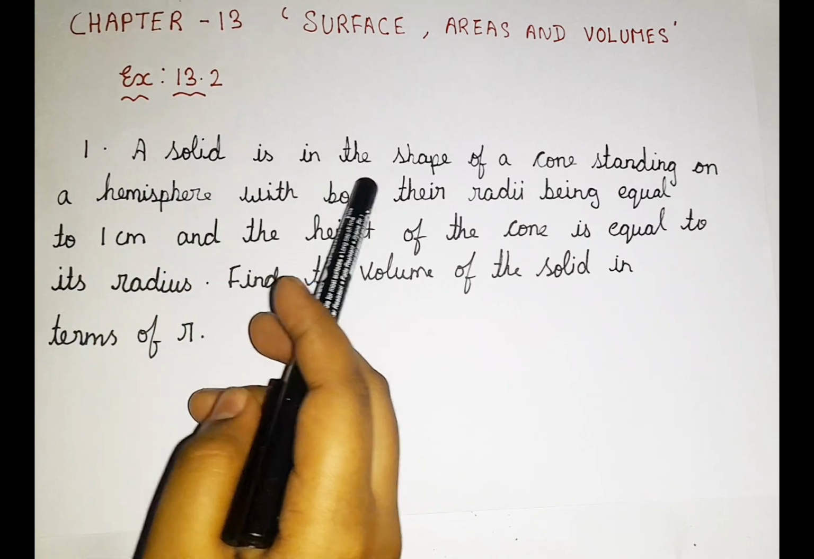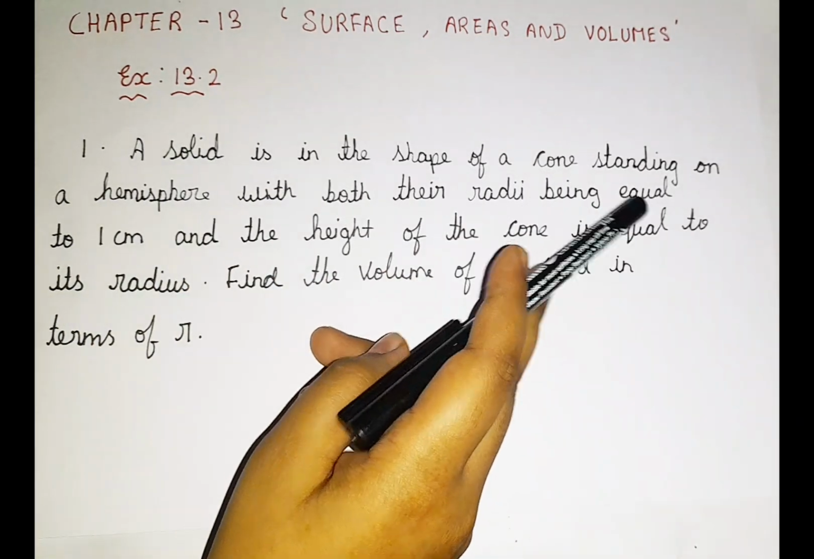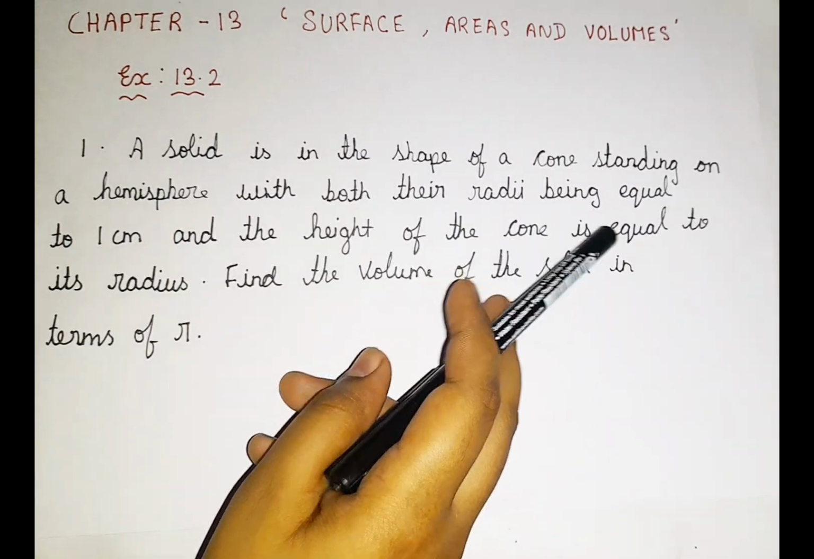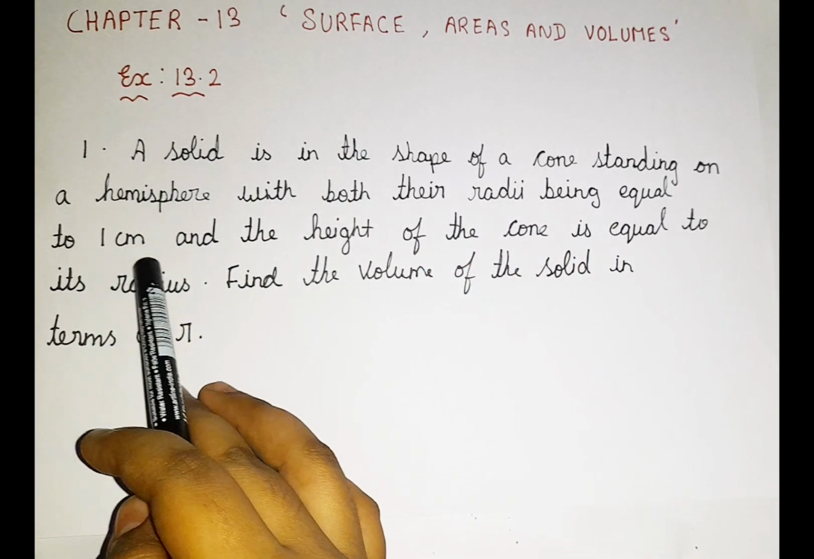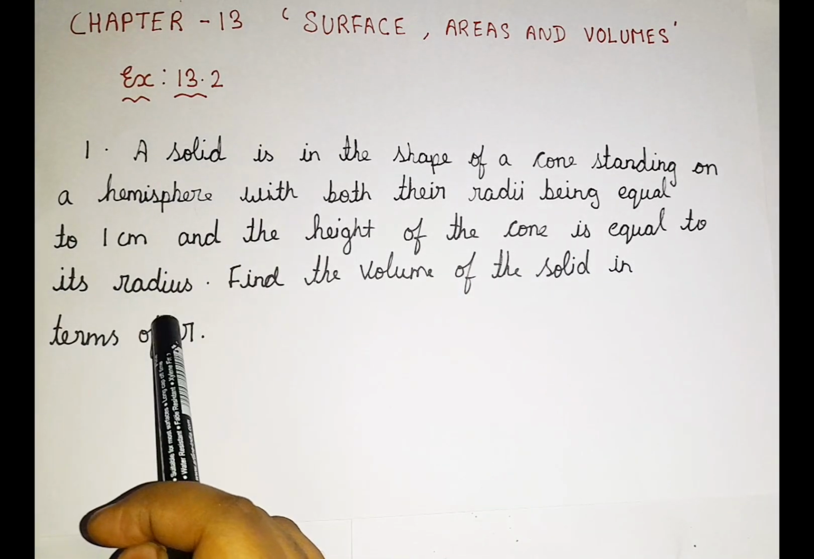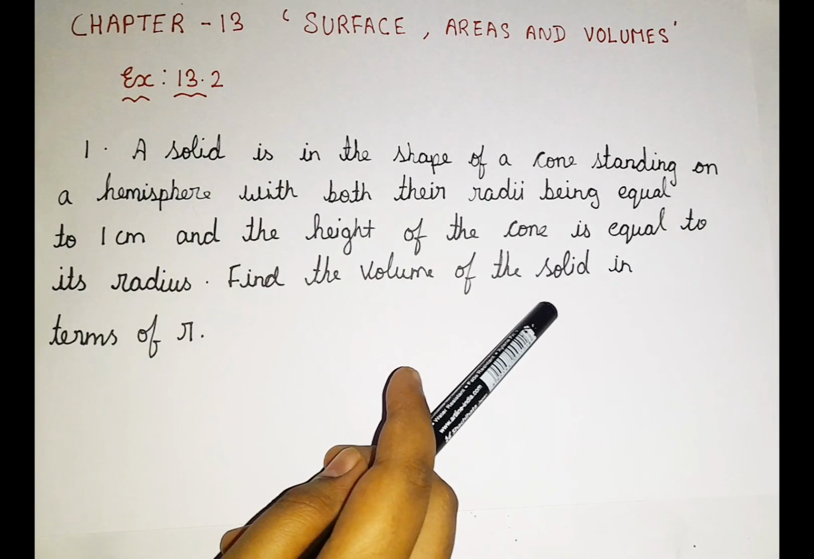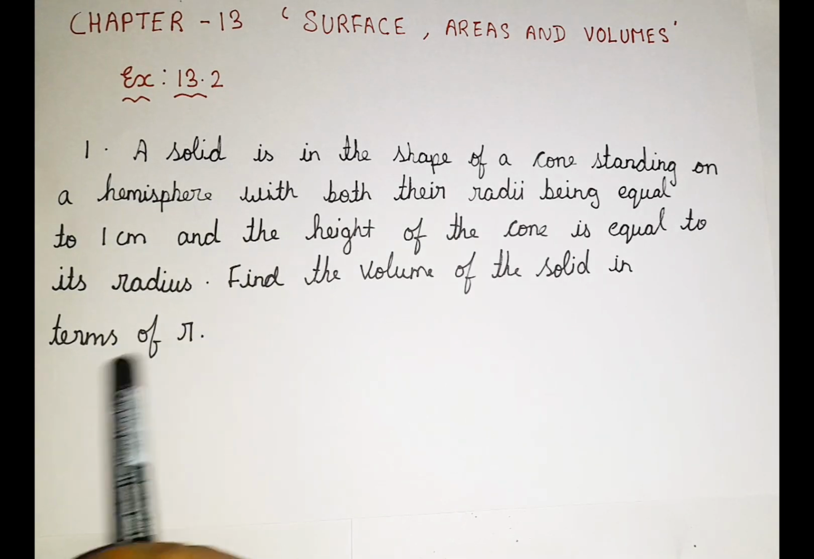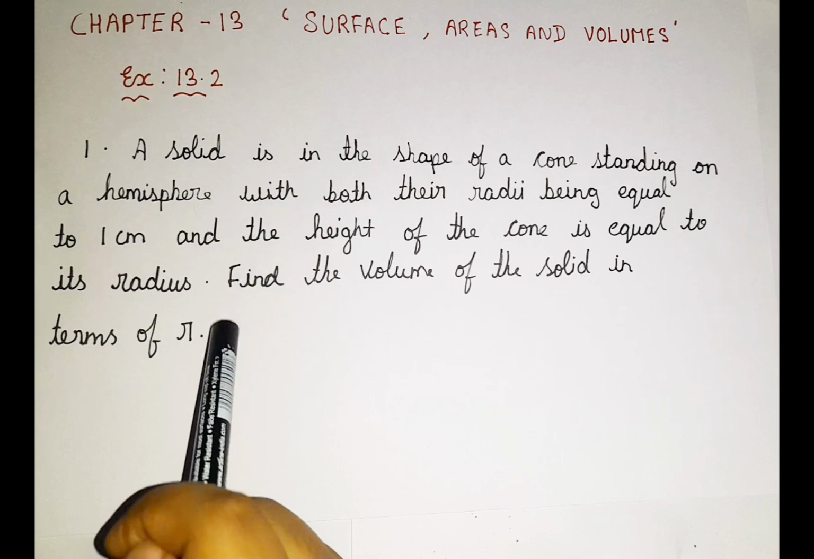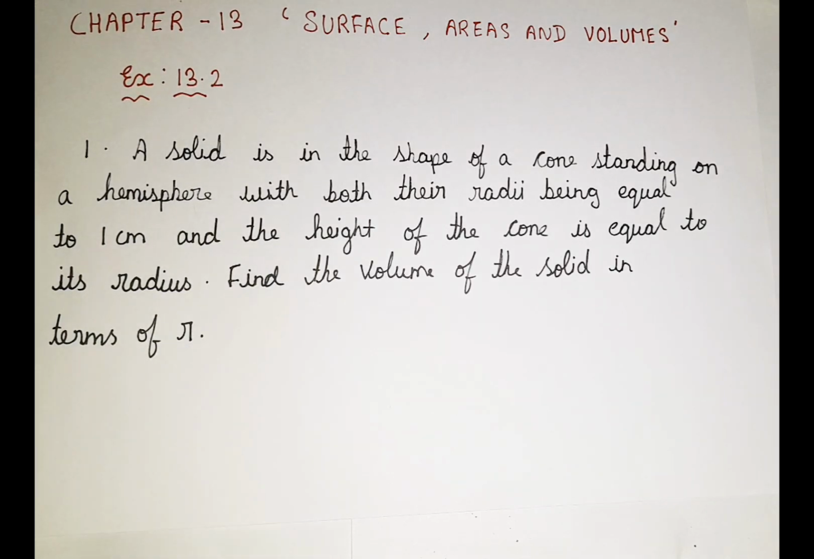A solid is in the shape of a cone standing on a hemisphere with both their radii being equal to 1 centimeter, and the height of the cone is equal to its radius. Find the volume of the solid in terms of pi. Okay, so we are supposed to find the volume in the form of pi. So how to find it?